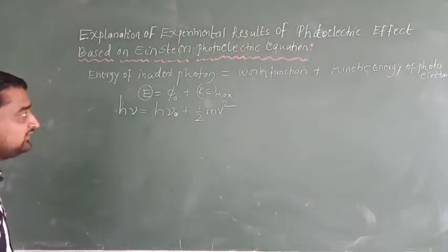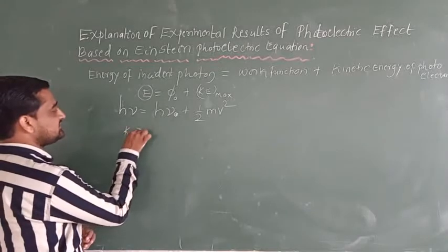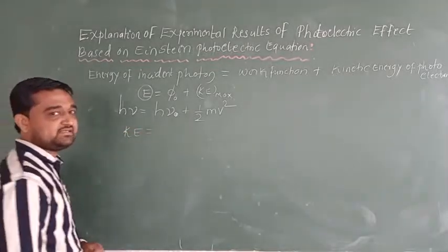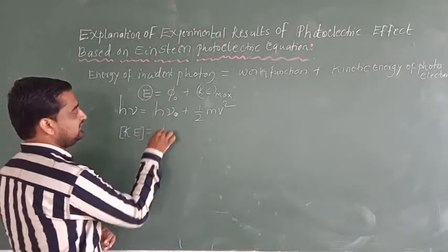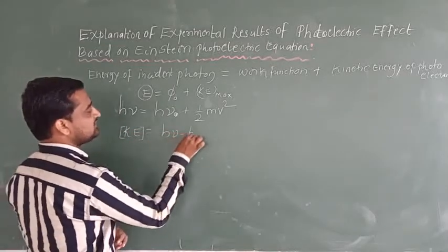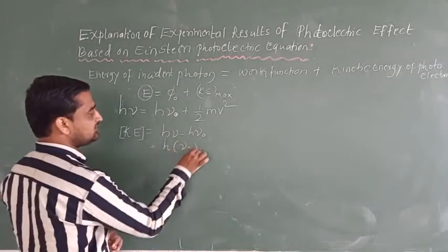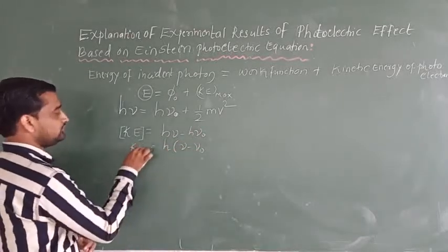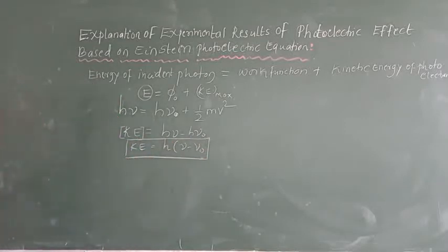Then if v is the velocity of the photoelectrons, then kinetic energy is given by half m v square. Right? So what can we write here then? Kinetic energy of the ejected electrons, KE, is equal to what then? h nu minus h nu naught, or by taking h as common, h into nu minus nu naught. So this is equal to the kinetic energy of the ejected electrons or photoelectrons.